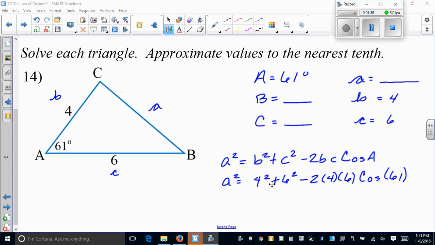Then hit enter. This gives us an a squared value of 28.7, which gives us an a value of approximately 5.4.